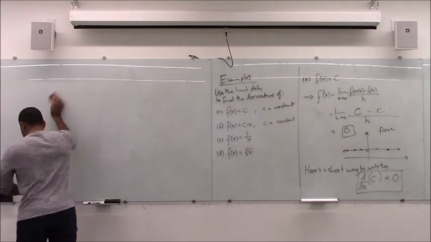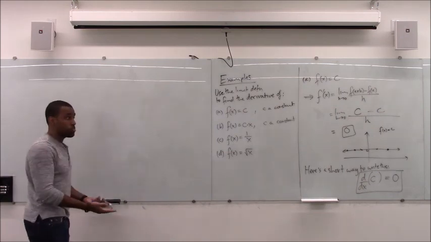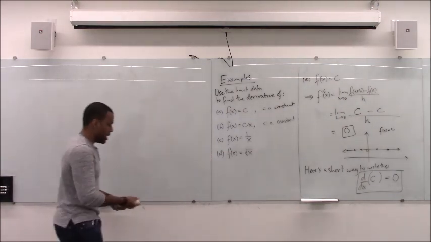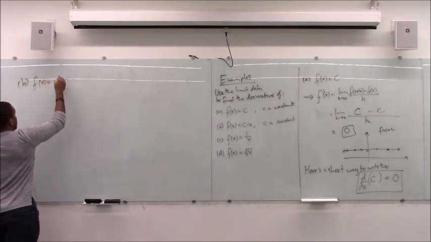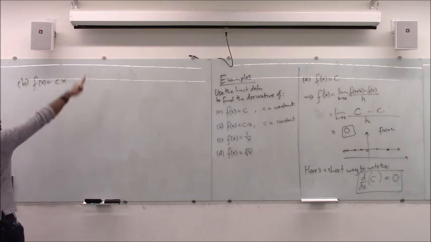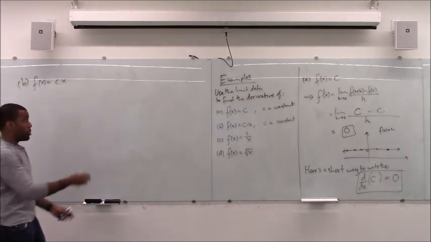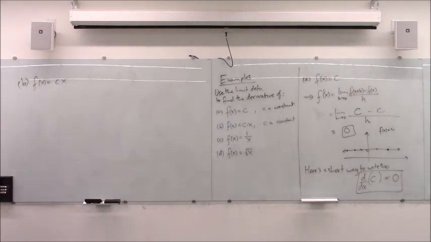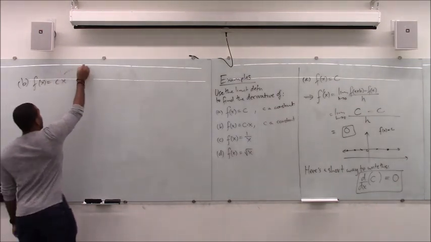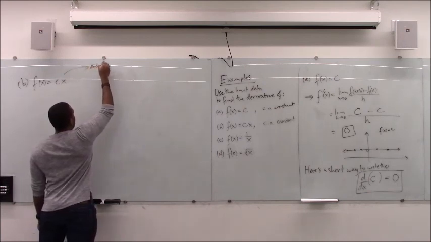What about constant times x? So it's not just a horizontal line, it's a line with some slope to it. Constant times x. So for example, y equals 5x. Or y equals 7x. Y equals minus 3x, right? What is the slope of this line? What is the slope of this function? What do you think the answer is going to be? Just c. Should be just c, right? So we know it makes sense that the answer should be c.